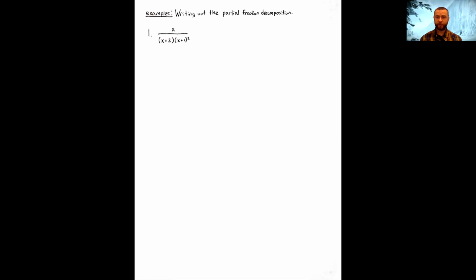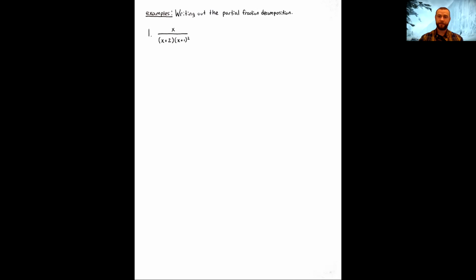All right, now here we're just writing out the partial fraction decomposition. We're not going to worry about solving for any of the values A, B, C, D, however many we have. Not in this example. All right, now notice here before I advance, you have two factors, the linear factors being x plus 2 and x plus 1. X plus 1 is a repeated factor.